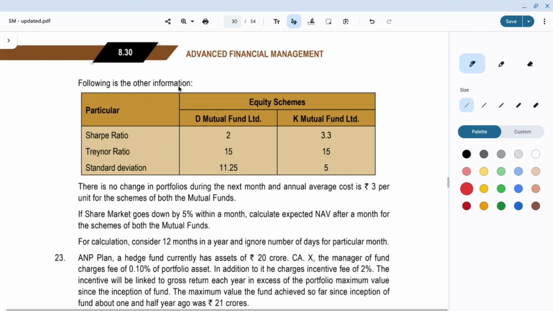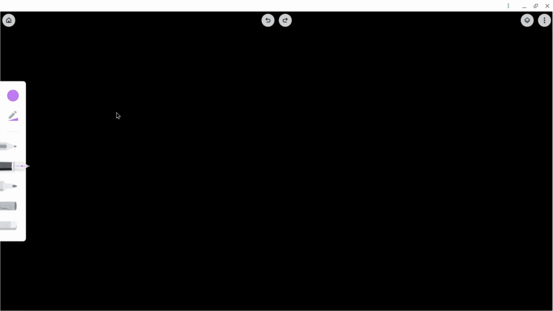Following is the other information. Okay, what information is given? Sharpe ratio, Treynor ratio, and standard deviation for D and K mutual fund schemes is given. So, what is Sharpe ratio? Sharpe ratio is nothing but excess portfolio return, that is, return of portfolio minus risk free return, that is, RP minus RF, divided by standard deviation.